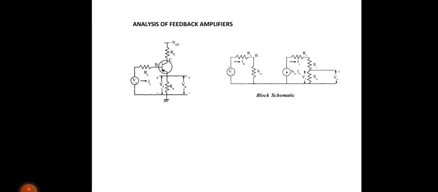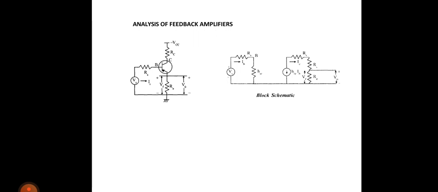What is gain? AV equals V0 by Vs. Then how to find V0? It is nothing but, anyway, you are going to get it here. The current is flowing like this, no? hFE IB into RE is nothing but V0. Vs, how to find Vs? By applying KVL to the input loop.